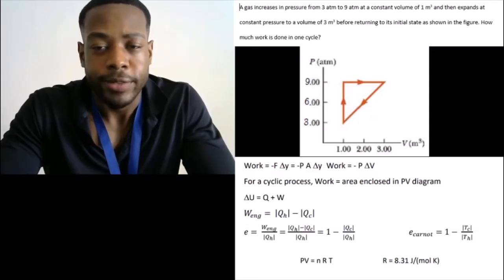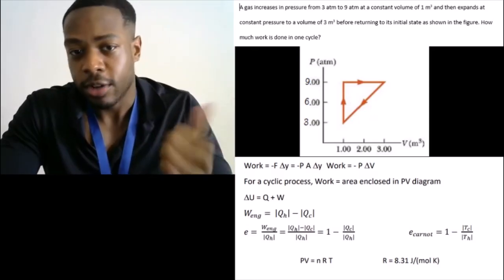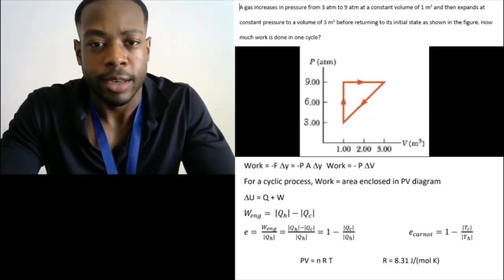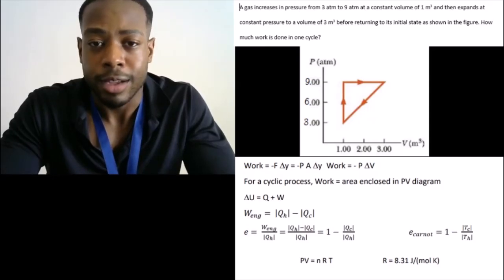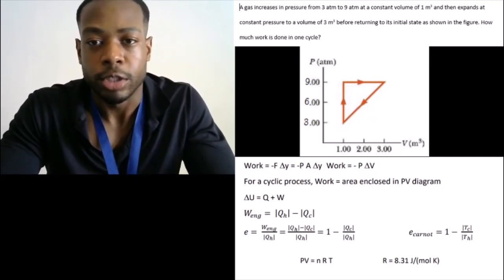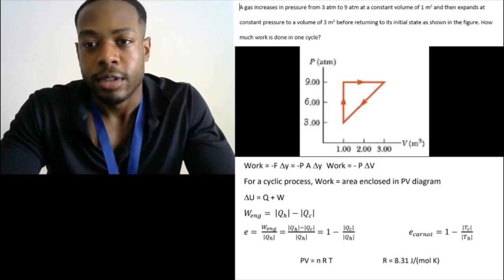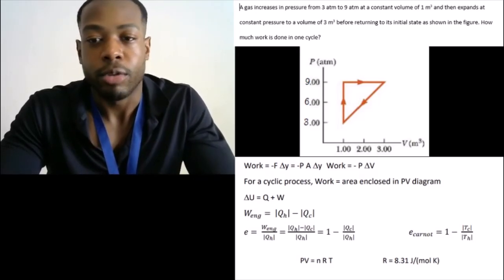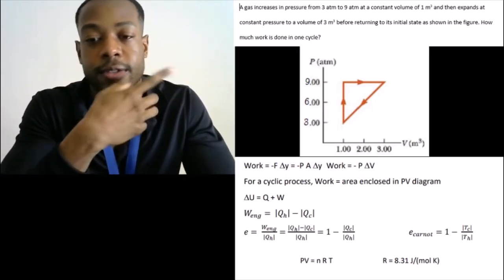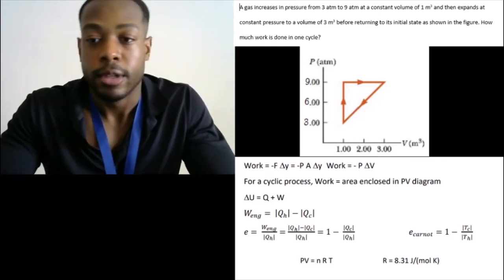So similar to the last few, we saw this in the last video, so I'm not going to do it. You should be familiar with it, and you should be able to do these by yourself at this point. So we've got a gas increasing from 3 atmospheres to 9 atmospheres. So exactly what you see in the picture or diagram. 3 to 9, 1 to 3.